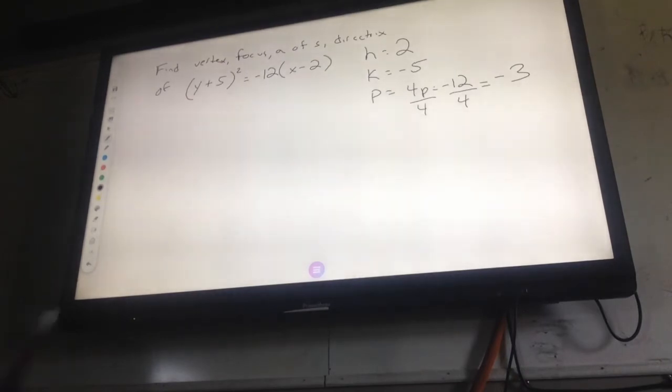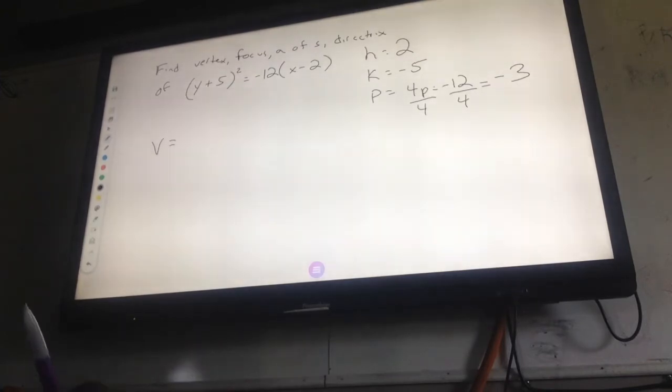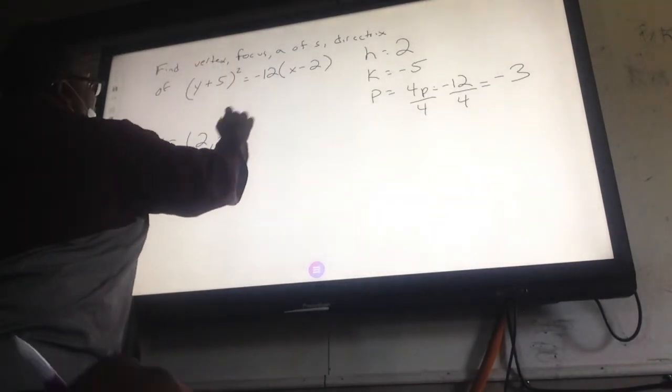Everybody see how I found P? H and K is easy to find. But it says it's 4P, so 4P is equal to whatever's in front of that parentheses, and then you solve it. So do I have H? Do I have K? Do I have P? Now look at your notes, which talk about the vertex. The vertex is equal to what? H and K. So what is H? And what is K? 2, -5. That's your vertex.